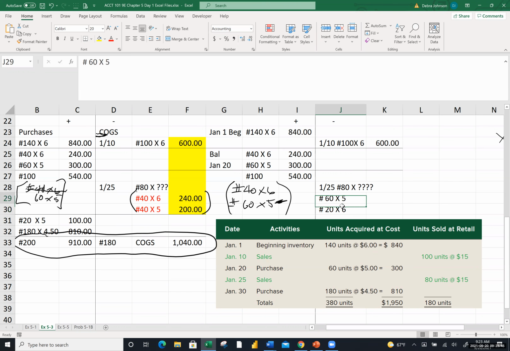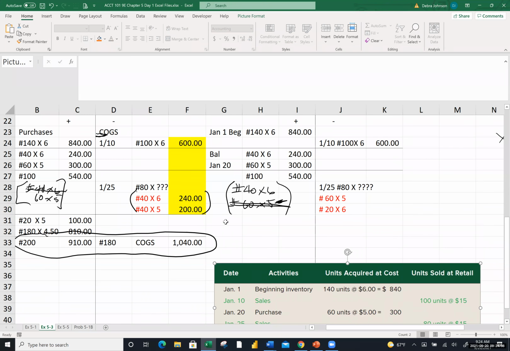Okay, let me make that a different color so you can see it. And so if I'm visually looking at this, the last ones in, I've used these up now, they're no longer there. And because 60 wasn't enough to bring me up to the 80 that were sold, I had to take 20 out of this. And so what's left then is still 20 units, but at $6 this time. My balance here is 20 units at $6. That $5 layer is gone. So let's go fill in this math. 60 times 5 is 300. And 20 times 6 is 120.